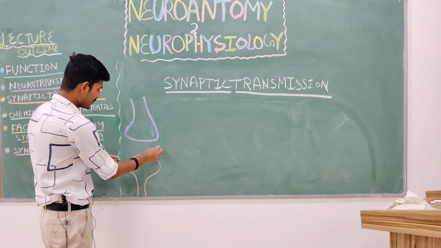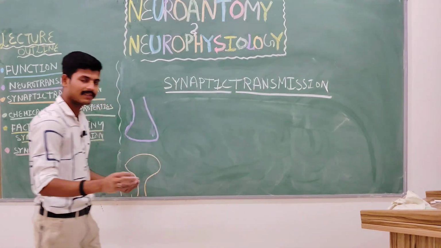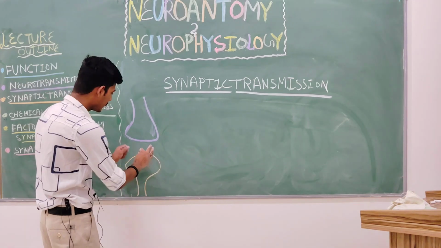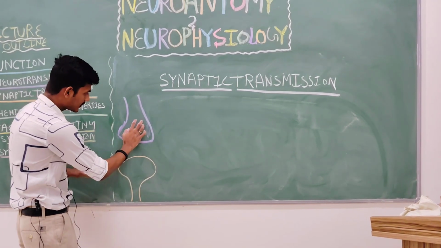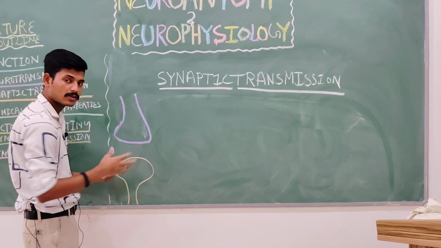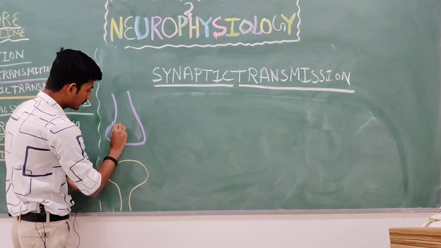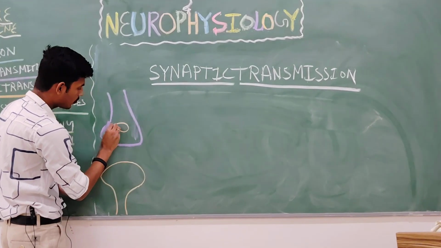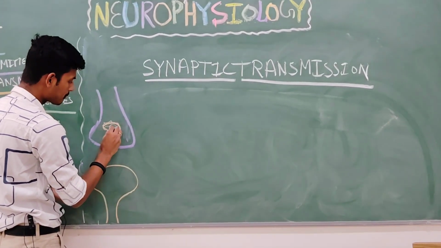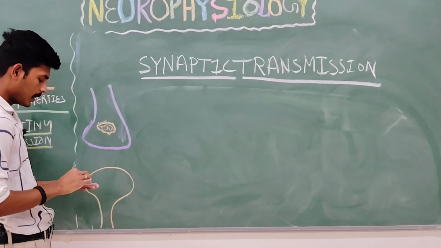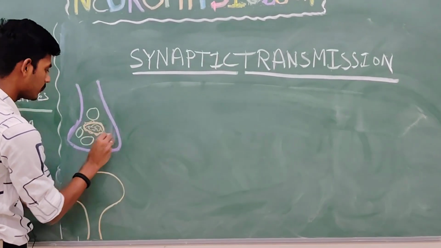Now, this space, you know, is called the synaptic cleft, a 15 to 20 nanometer space, referred to as the synaptic space. Now, what things is this presynaptic neuron holding? First, the mitochondria, a membrane-bound organelle. Fine, mitochondria. And they have the synaptic vesicles.